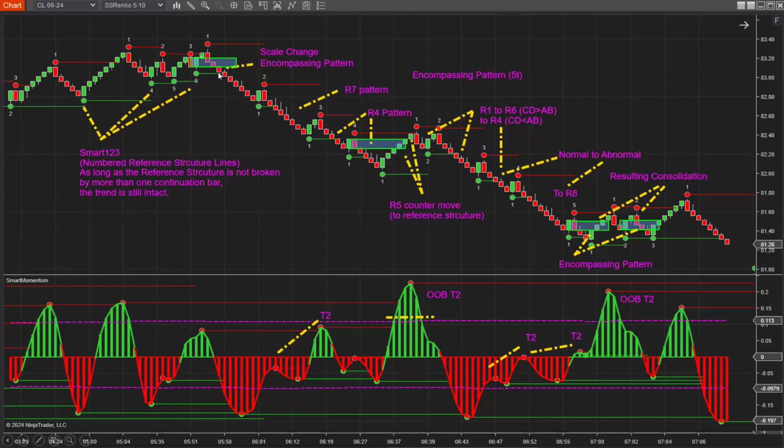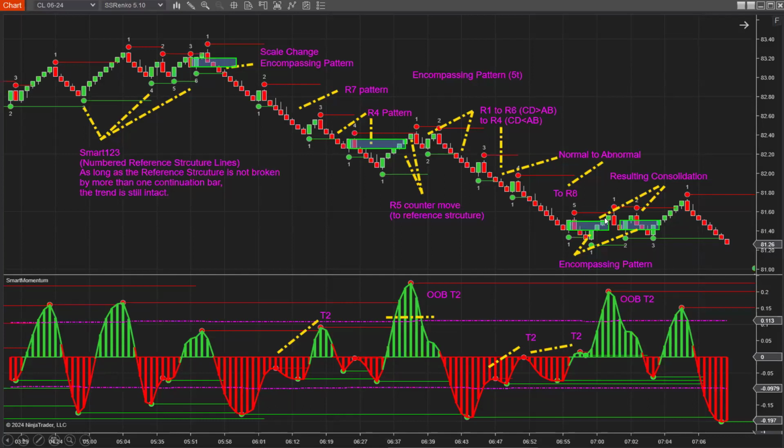You know, break number 6 over here. They go 2, 3, 4. You did not break by more than one complete bar, and so you can consider this could be a continuation pattern. And then 2, 3, 4, 5. And then encompassing pattern over here.